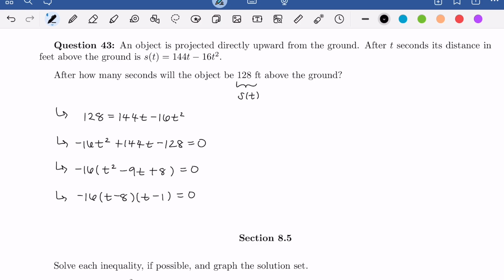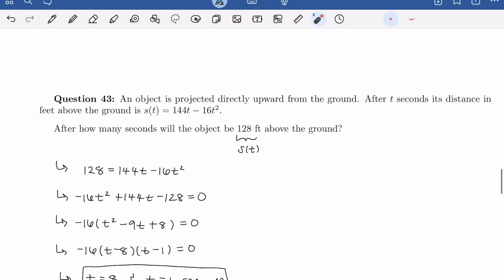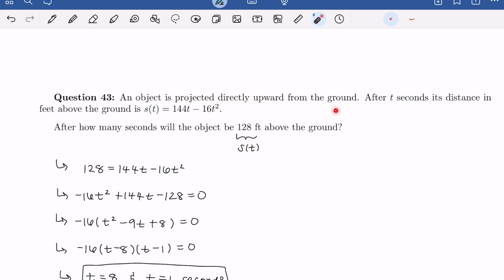So using our zero factor property then, this tells us that t is going to be equal to 8 and t is going to be equal to 1. And remember, we're trying to figure out after how many seconds the object will be this high above the ground. And we have two solutions here.